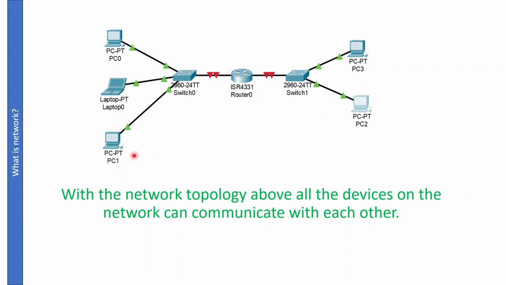Through the router. With the network topology above, all the devices on the network can communicate with each other, right? So this device can connect with this one, this device can connect with this one. We can communicate with each and every device. So to communicate we are using an IP address to identify these devices.